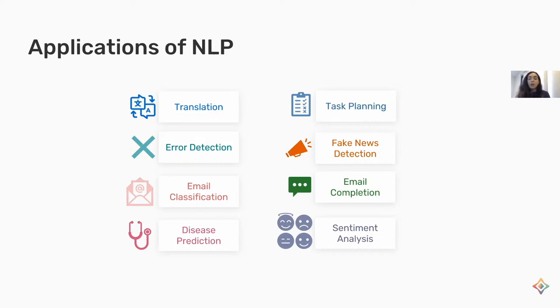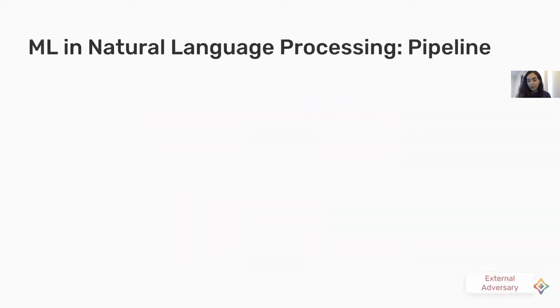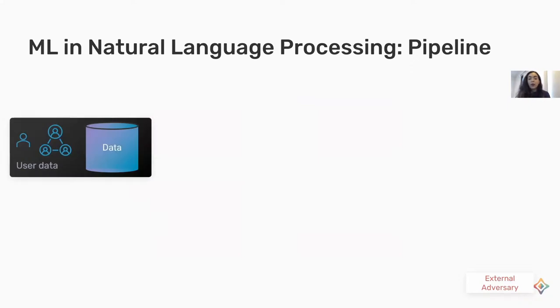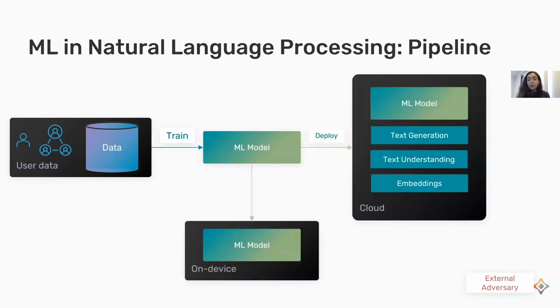NLP can be used for parsing medical records and predicting diseases, or going through texts and journals and analyzing the sentiments. Now we will discuss the pipeline of applying machine learning algorithms for NLP. First, user data is collected. Then this data is used to train a machine learning model, for example, a deep learning language model. Once the model is trained, it is deployed on the cloud with remote access or locally on the user device. It could be used for different purposes, such as text generation, text understanding, or to create embeddings.